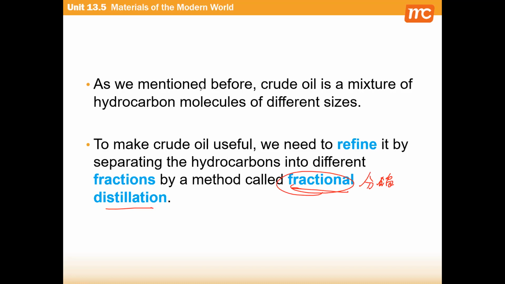What is meant by distillation? It is made by boiling something, followed by condensation. Still remember about boiling and condensation? Boiling means liquid to gas. Condensation means gas back to liquid. So what is meant by fractional? We will say that in the following video.